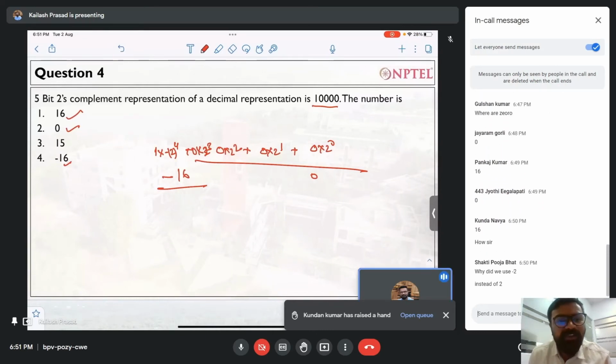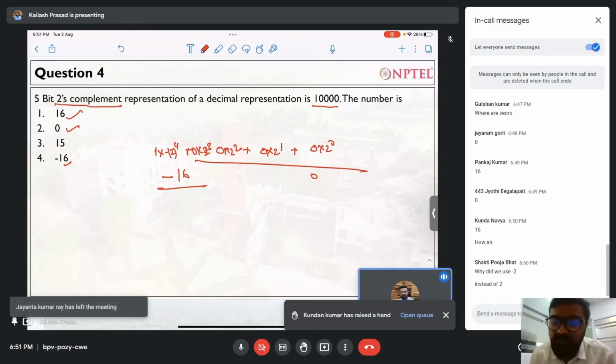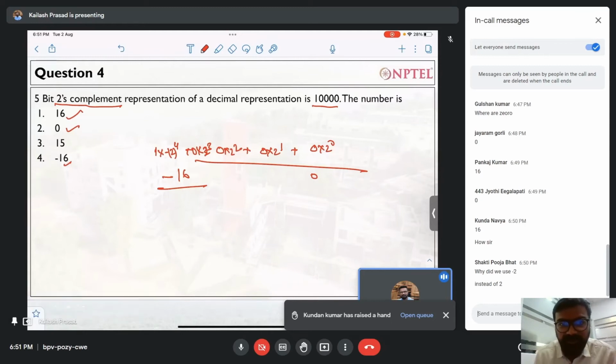Okay, so let me ask you another question. I think then you'll be able to answer, why did we use minus 2 to the power 4 instead of 2? Because this number was represented in 2s complement, which we have said. And the maximum digit is 5. So if the maximum digit of any representation is 5, or n, what is the minimum number you can represent and what is the maximum number you can represent?